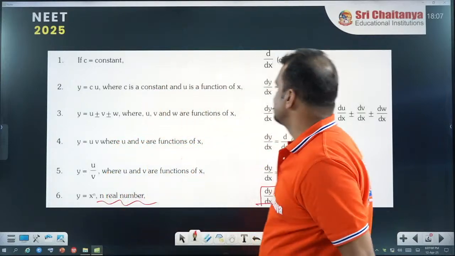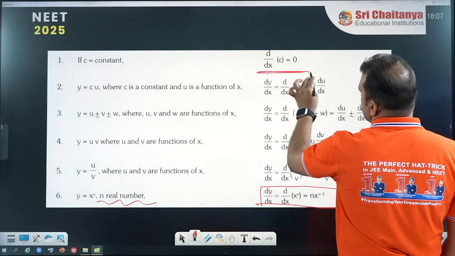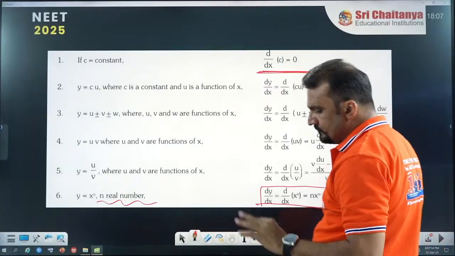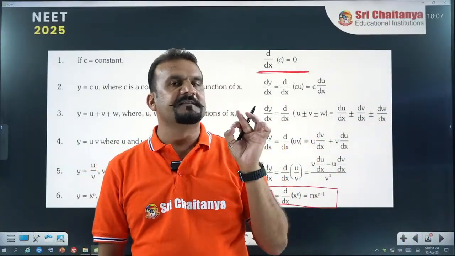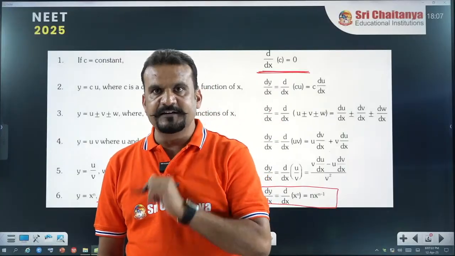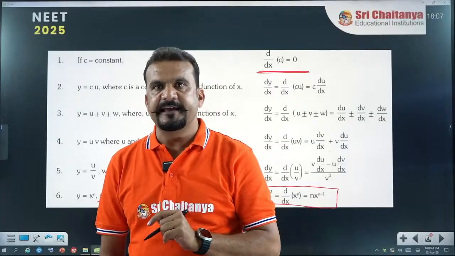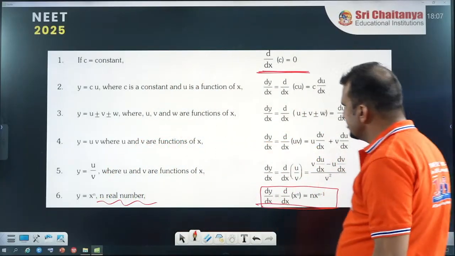And other things, what is that? Differentiation of constant, that is going to be 0. These two things are very important. Tell me fast. Differentiation of constant is 0. Second one, differentiation of x power n equal to n into x to the power n minus 1.